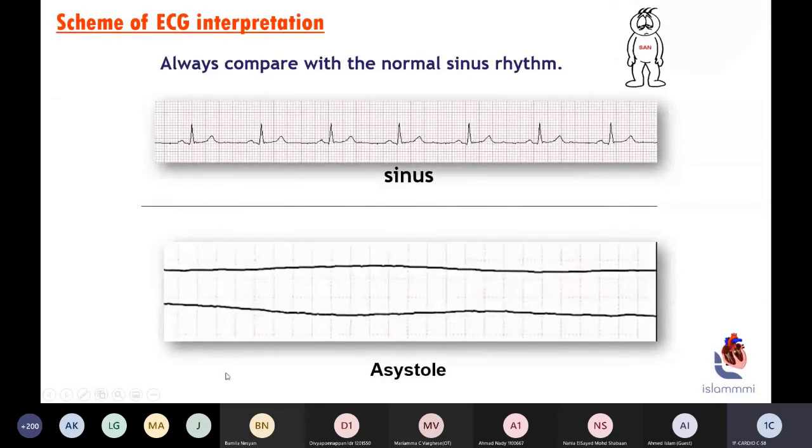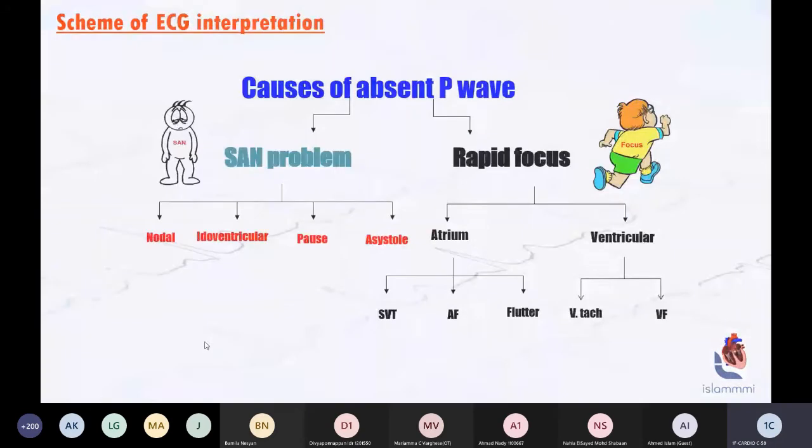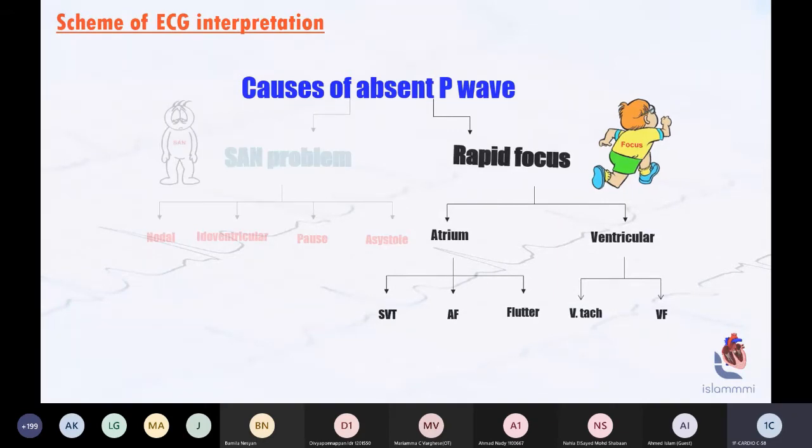It's very obvious. So the other type is that we have a normal SA node, but we have a stronger point in the heart which overcomes the SA node and becomes the pacemaker. So it depends, where is this stronger point? Is it in the atrium or in the ventricle? So in the atrium we have 3 types. One we call SVT or supraventricular tachycardia, AF or atrial fibrillation, and flutter.